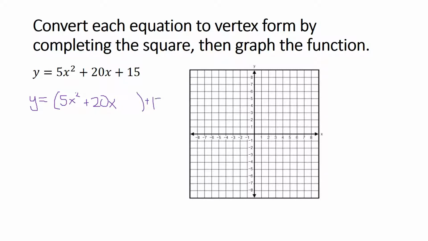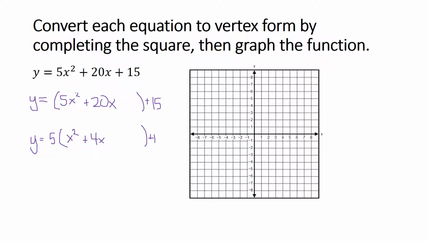From here, we practiced some of these before. You can't complete the square if you have a coefficient attached to x squared. So what we're going to do is divide by 5, and that 5 will remain on the outside. So if I divide both terms by 5, that's going to be x squared plus 4x. And I've still got that 15 back here at the very end.